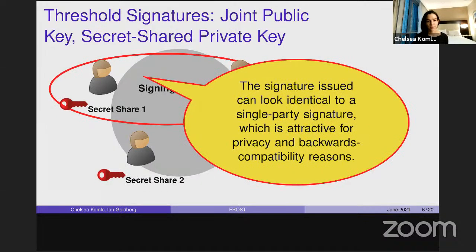And another thing that's nice is that the signature that's issued can look identical to a single party signature. And so this is attractive for privacy reasons and also for backwards compatibility reasons. So you're able to use the same verification algorithm for these multi-party schemes as you are for single party schemes.